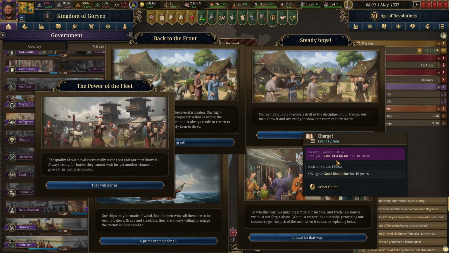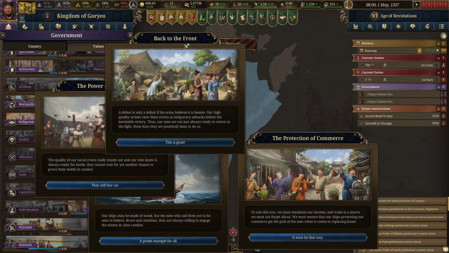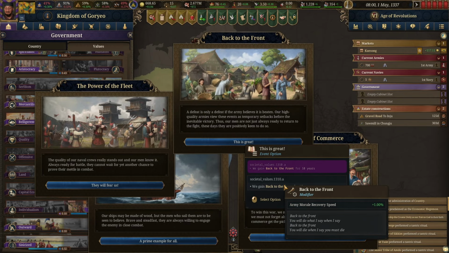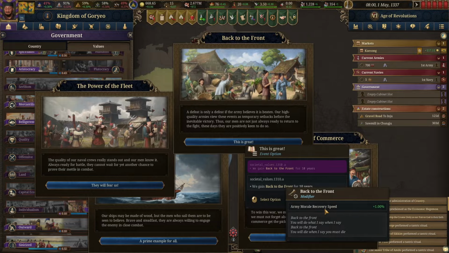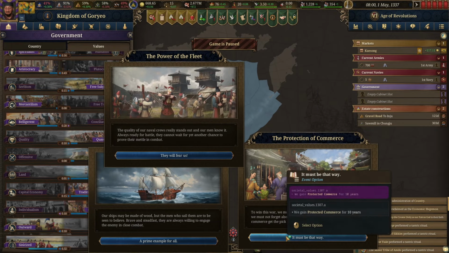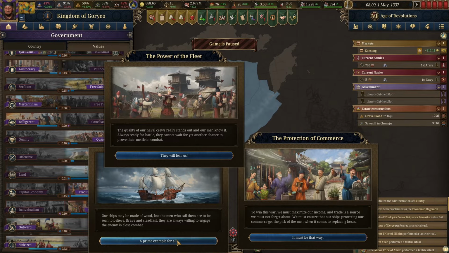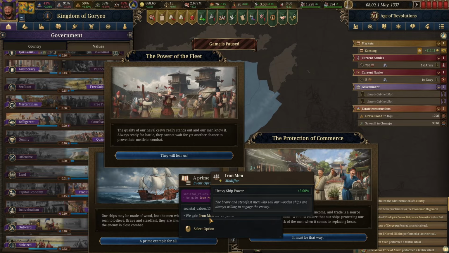Steady Boys, which gives good discipline, which just gives you 2.5 discipline for 10 years. Back to the Front, which just gives you an army morale recovery speed of 1 for 10 years. And then we actually have a few events that strengthen our ships. We have this Protected Commerce, which increases the power of light ships by 5 and decreases the trade maintenance by 5. Prime Example, which gives Iron Men, which increases your heavy ship's power by 5.